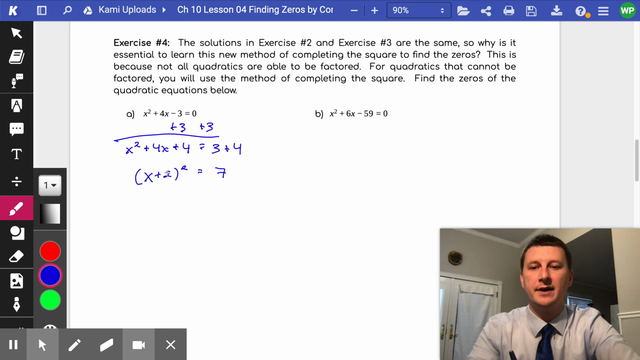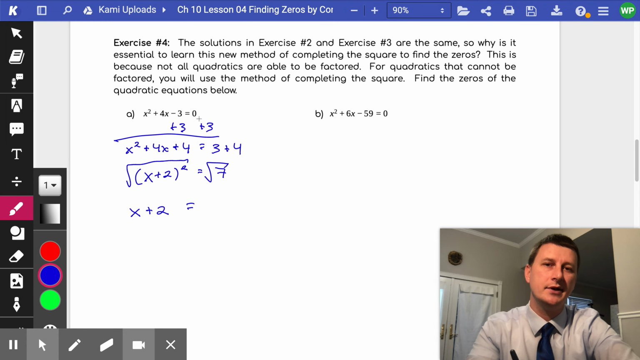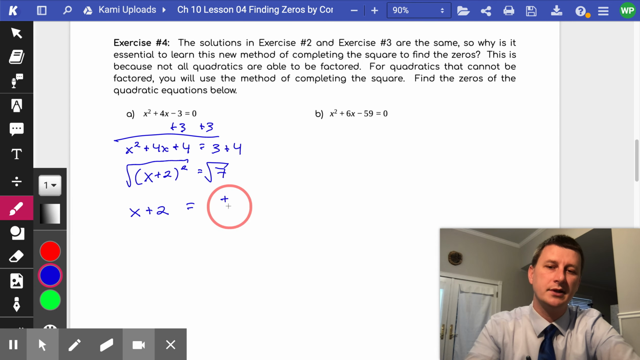Now we're looking to find the zeros here, so we're looking to solve for x. In order to solve for x, we need to get inside these parentheses. And to get inside these parentheses, we have to undo this squared right here. So to undo a square, we take the square root. Now, we're going to be left with x plus 2 on the left side. And on the right side, the square root of 7 can't be simplified any further because 7 is already prime. The only thing we want to remember to do is to say that there's going to be a positive and negative answer to our square root of 7.